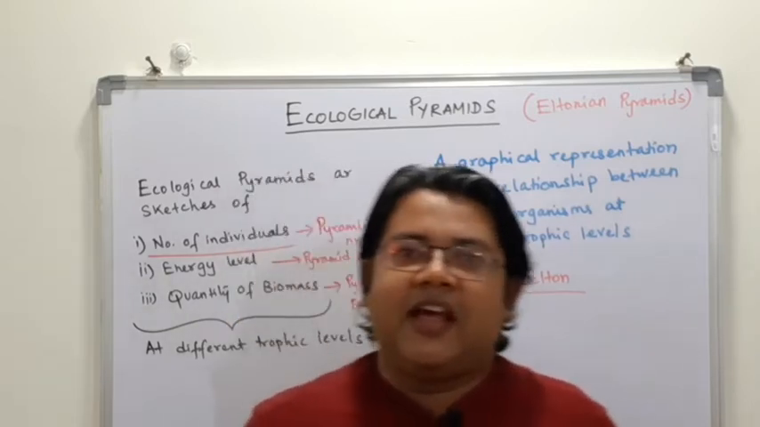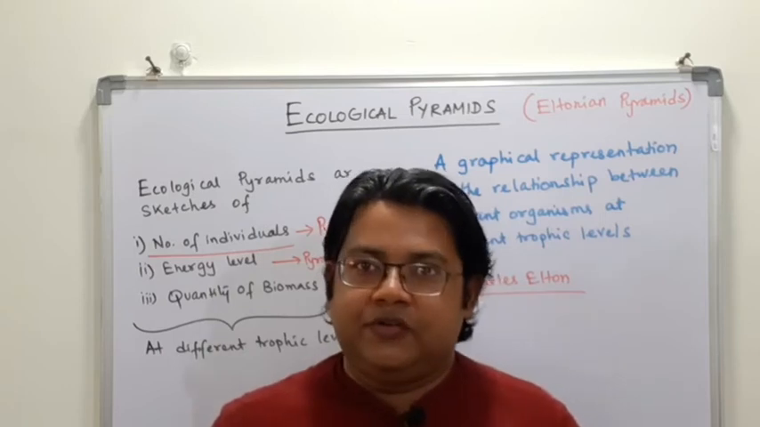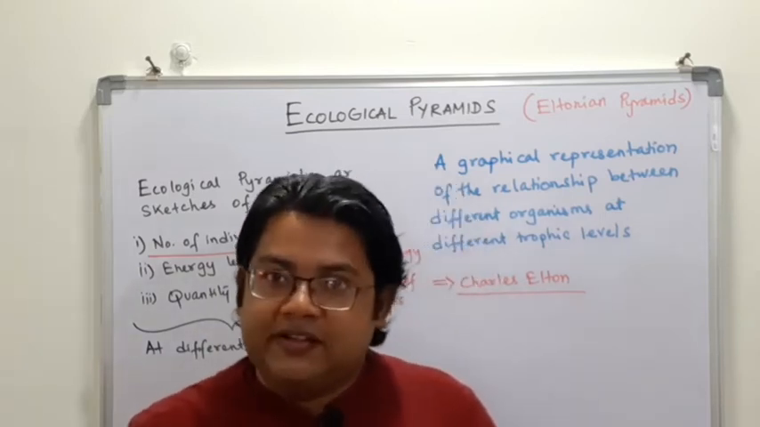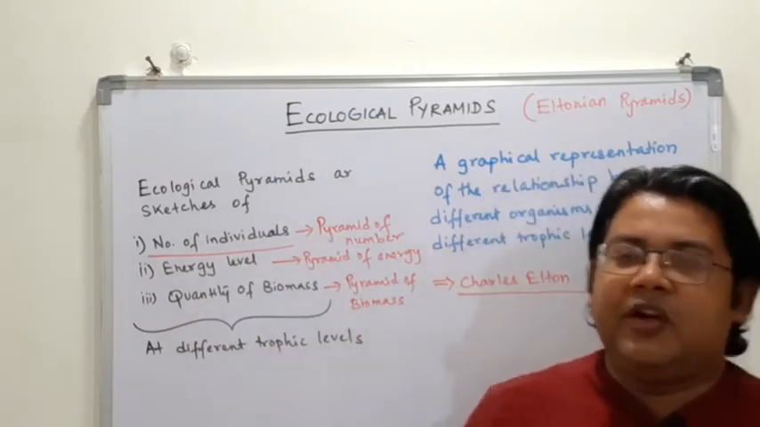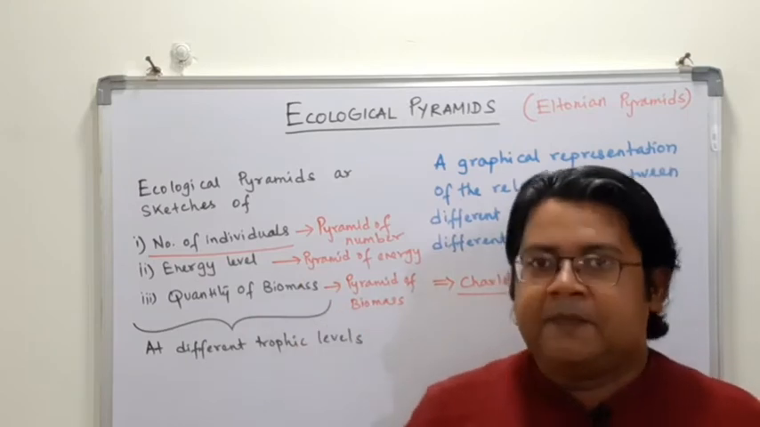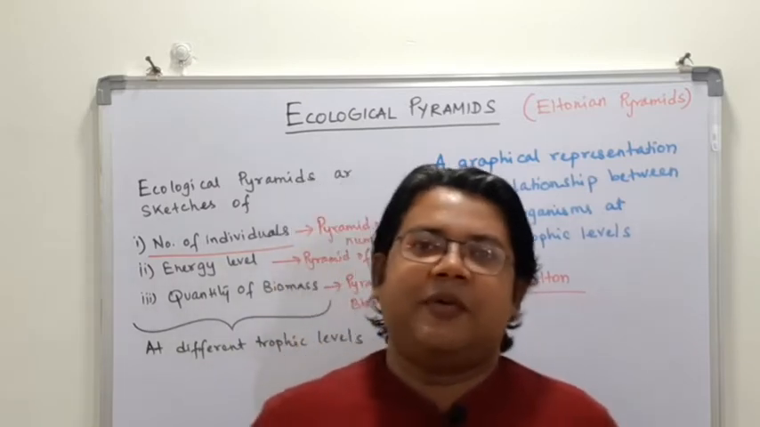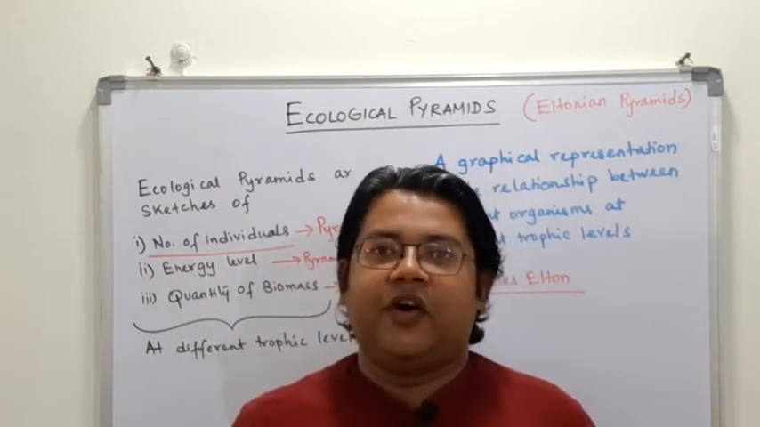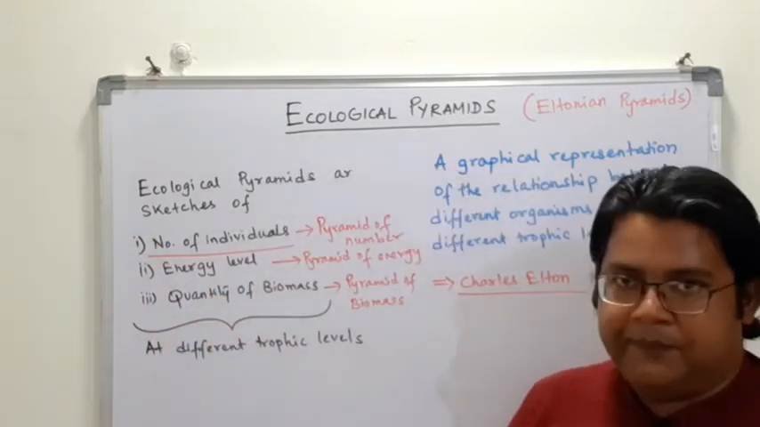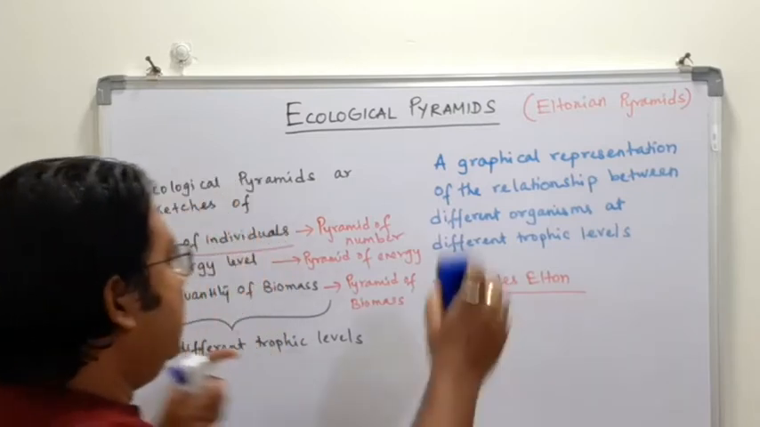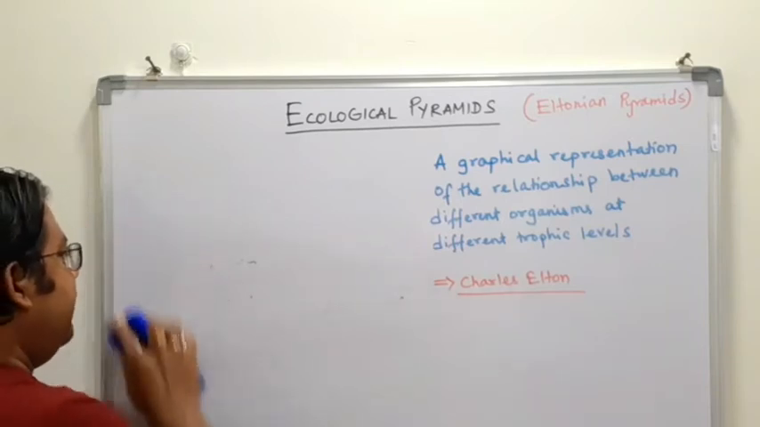What I will do again is that I will divide this topic into 4 small videos, including this one. So in this video, I will talk only about the pyramid of number. In the subsequent video, I will talk about the pyramid of energy. In the third video, I will talk about the pyramid of biomass. And in the last video, I will discuss the importance and the limitations of ecological pyramids. So in this video, we will talk only about the pyramid of number. So let's clear this part and I will talk about the pyramid of number.